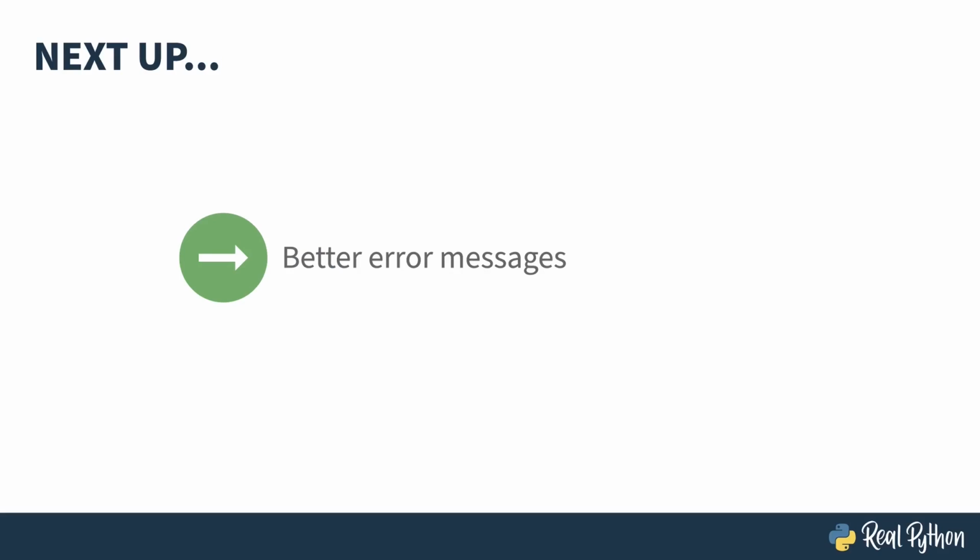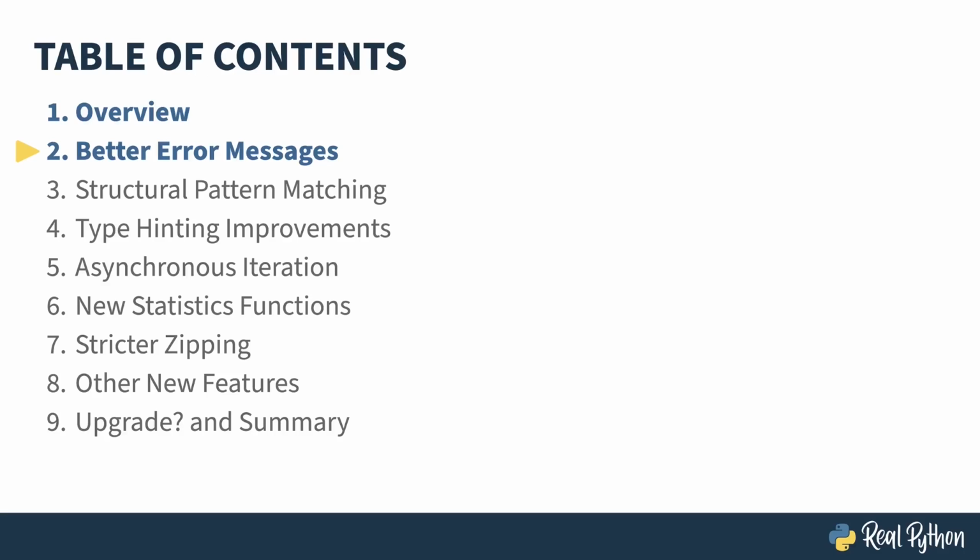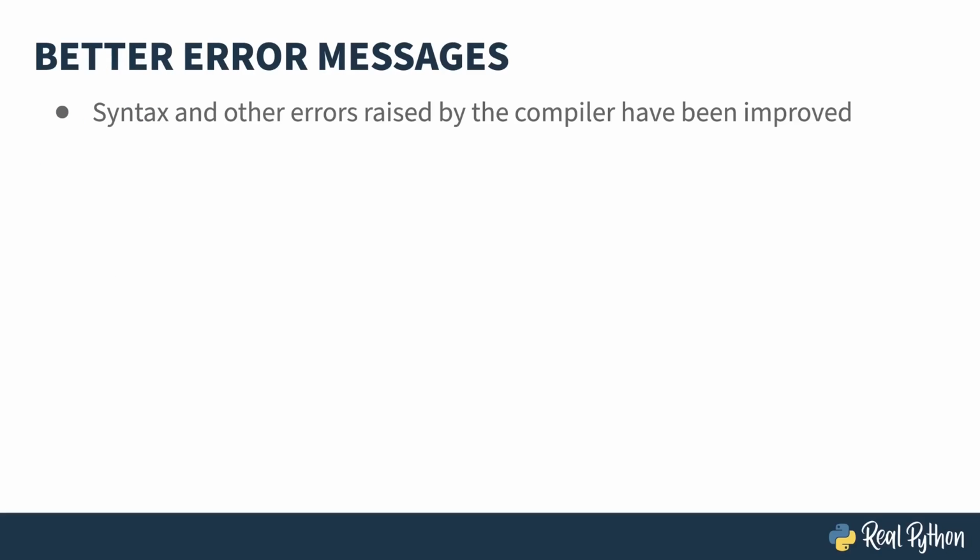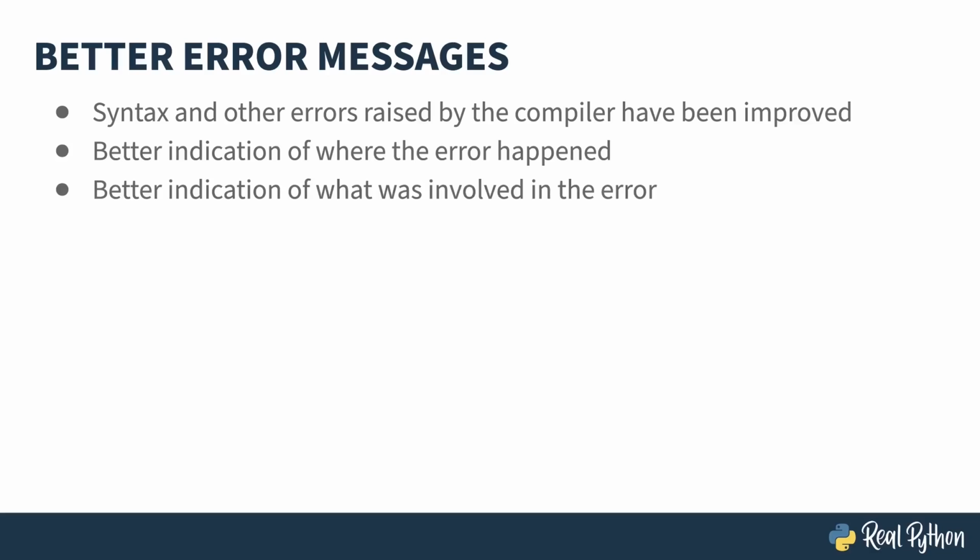In the previous lesson, I gave you an overview of the course. In this lesson, I'll be talking about the error message improvements introduced in Python 3.10. Many different kinds of errors raised by the compiler have been improved. This includes better indication of where the error happened, and better indication of what the error was and where on the line it took place.